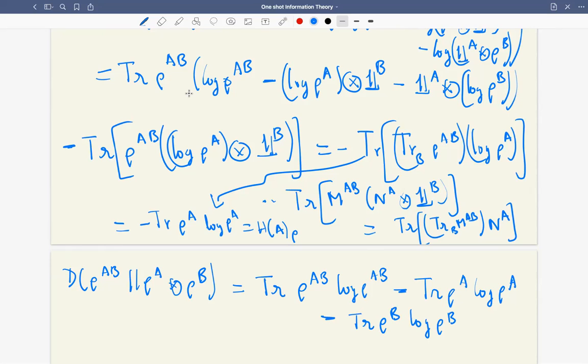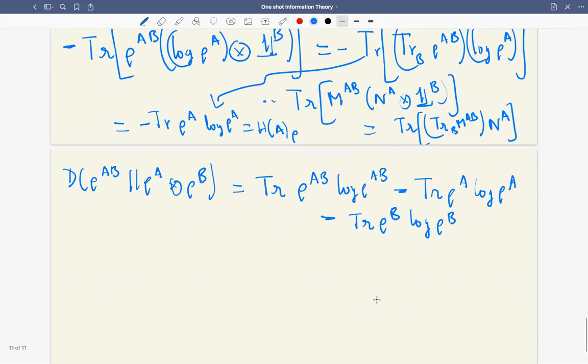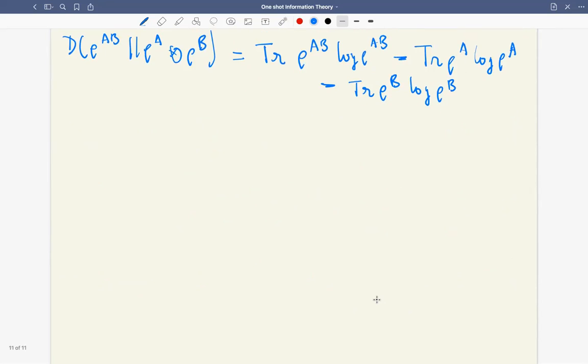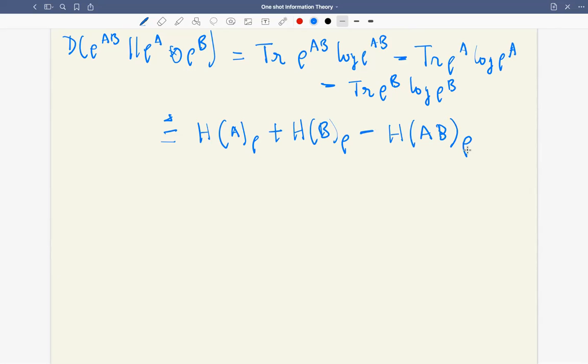From these three terms, the first term is the trace of rho AB log rho AB. This is the trace of rho A log rho A. This is the trace of rho B log rho B. And that's it. So by definition, this is, finally, what was defined to be the mutual information.